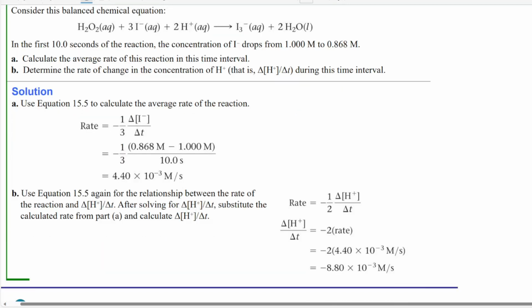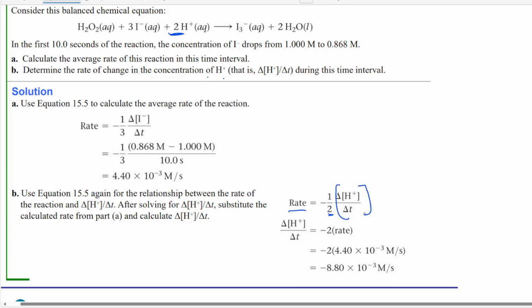Part B asks us to determine the rate of change in the concentration of H⁺, that is Δ[H⁺]/Δt, during this time interval. So what they're asking us to do is to express the change in concentration in terms of H⁺. We can use the rate that we previously calculated and the rate equation with respect to H⁺ to get the change in concentration over the time interval for H⁺. So the rate is equal to negative 1 over the coefficient of H⁺, which is 2, times the change in concentration over change in time.